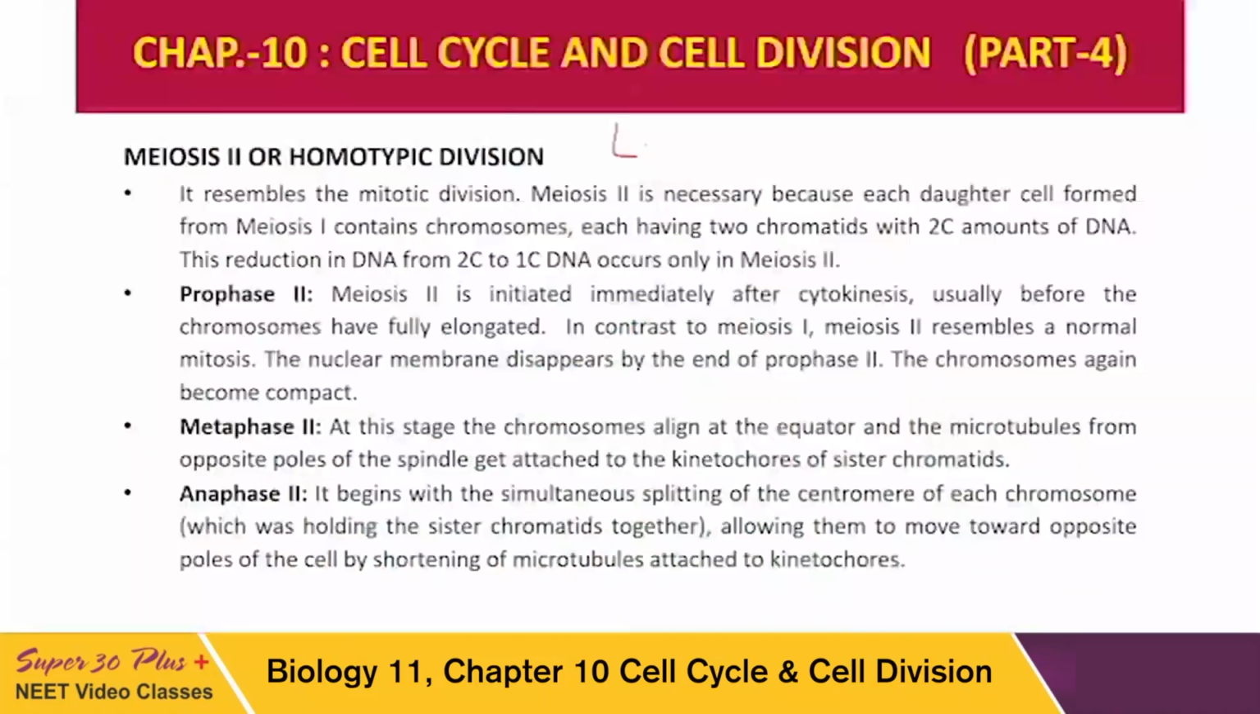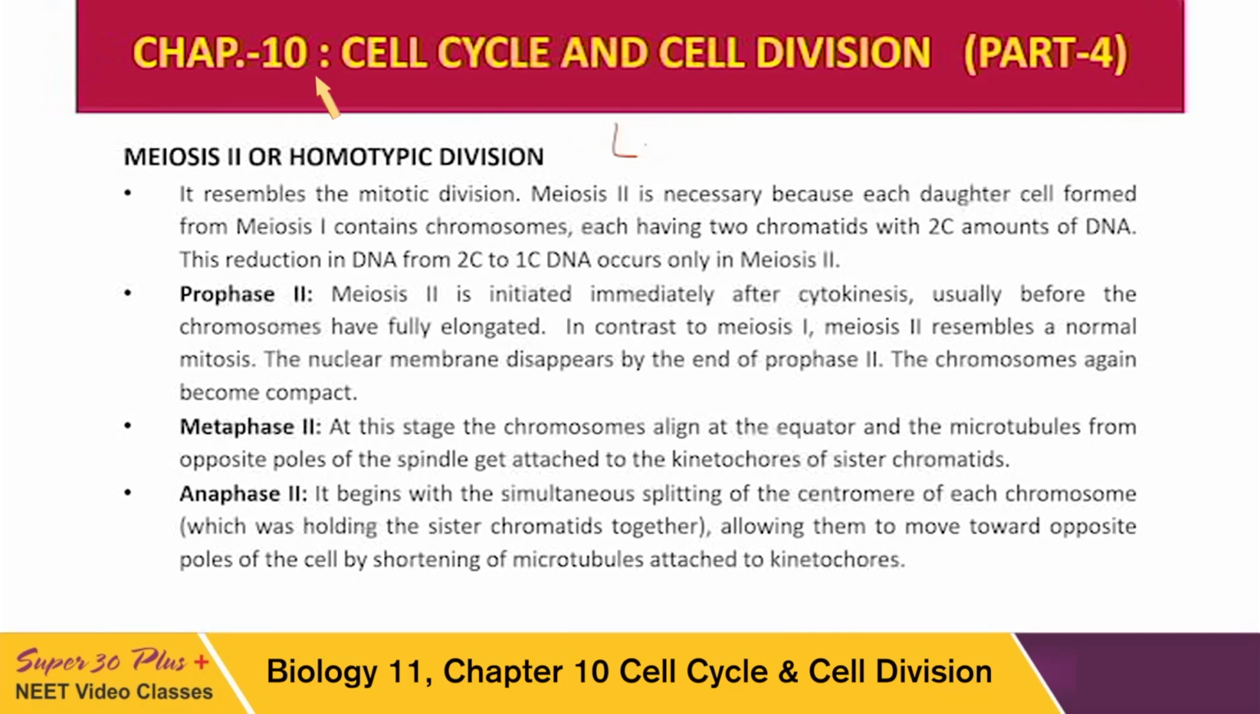Chapter 10, Part 4. This part will include the details of meiosis second. Then we have to differentiate how it differs from mitosis, and in the last, we have to differentiate mitosis and meiosis cell division. This is Part 4, Chapter 10.